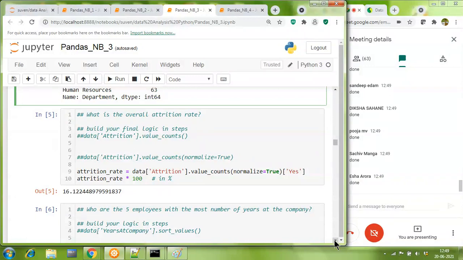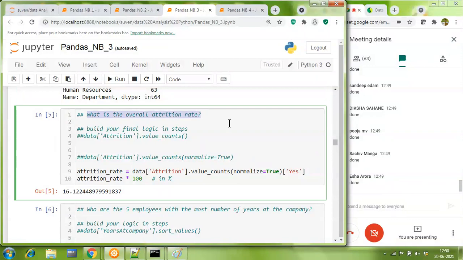Okay, so it seems the majority of people have executed their first problem. Let us move to the second. The second question, what my friend read about a minute back, is: what is the overall attrition rate?